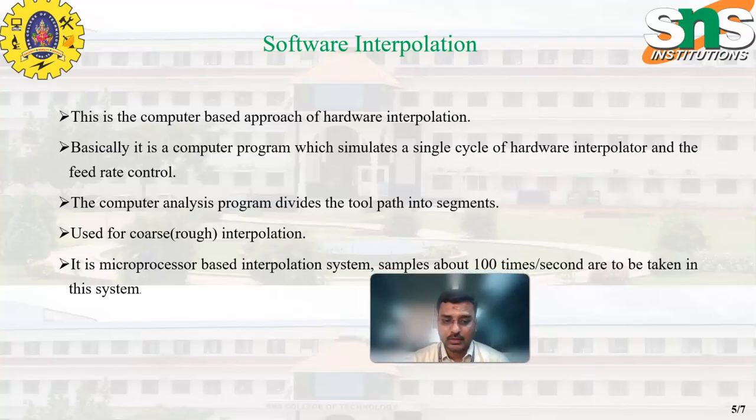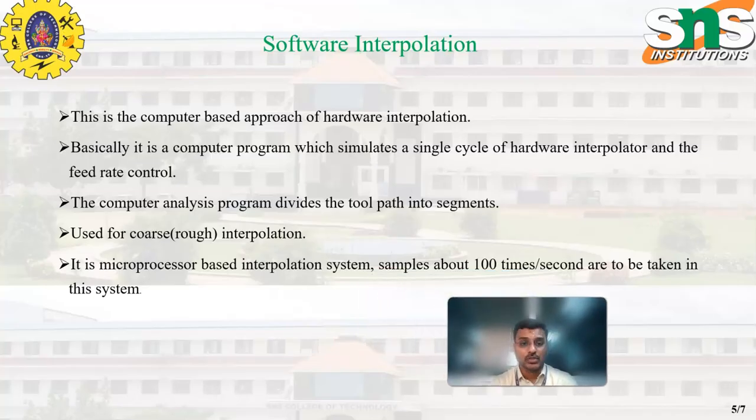The next one is software interpolation. This is the computer-based approach to hardware interpolation. As with hardware interpolation, the tool offsets and the setting of the points adjustment are the same for software interpolation. It is a computer program which simulates a single cycle of the hardware interpolator and the feed rate control, where the software controls both the hardware and the feed rate control.